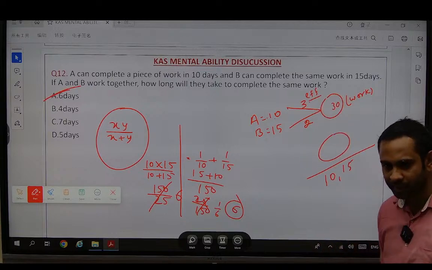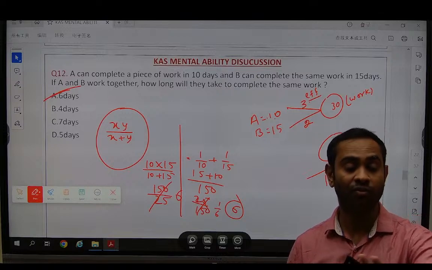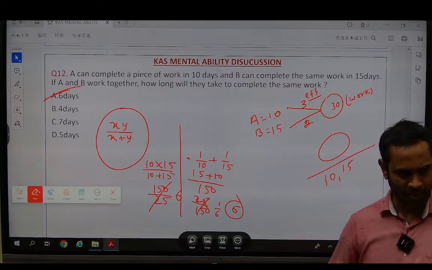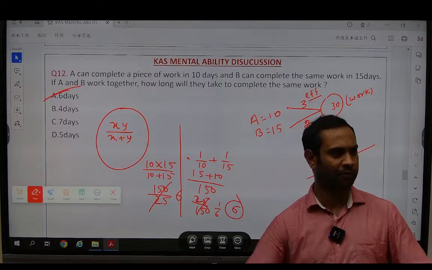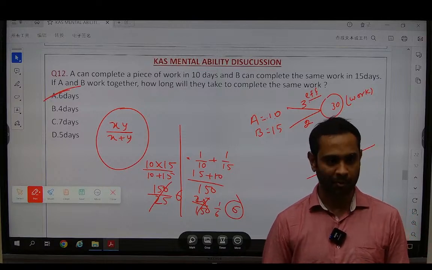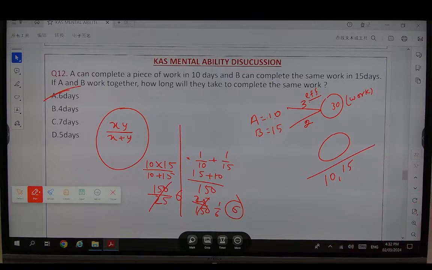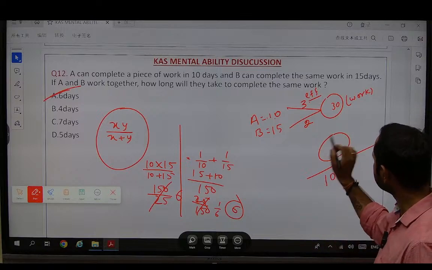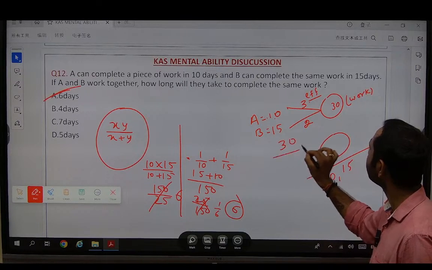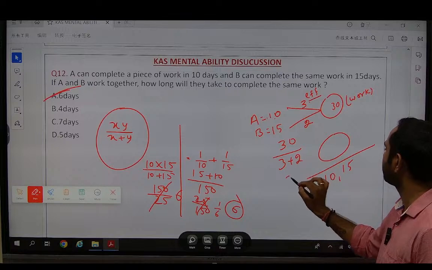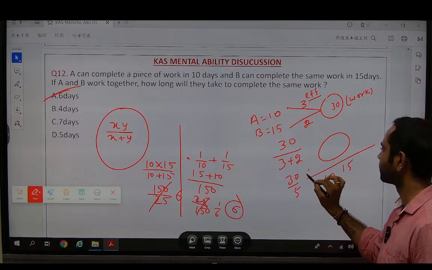The meaning of efficiency is: I can solve 10 questions in a day, somebody can solve 15 questions in a day, or you can eat 10 chapati in a day, somebody can eat 15 chapati, somebody 50 chapati, somebody 5 plates of biryani. So different people have different capacity, different efficiency. Total work is 30. Who will do it? A and B. A is doing 3 work in a day, B is doing 2 work in a day. 30 by 5, 6 days, right?